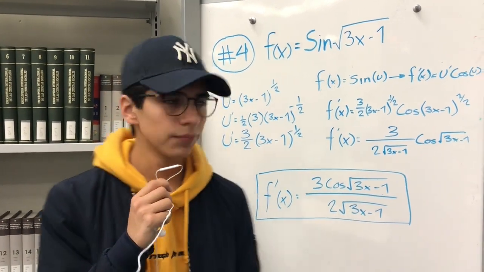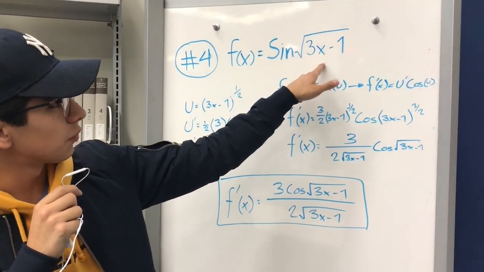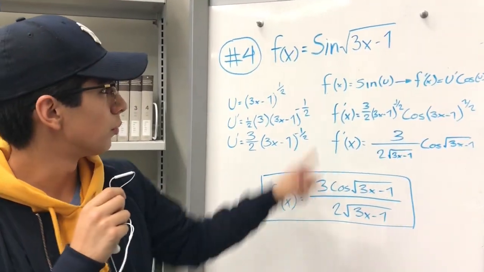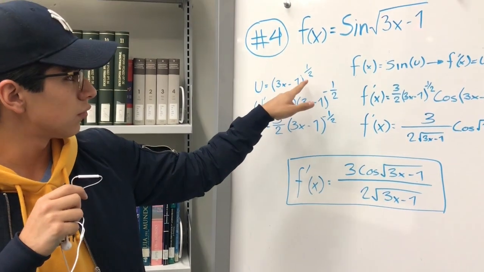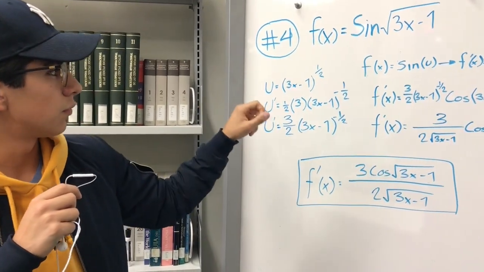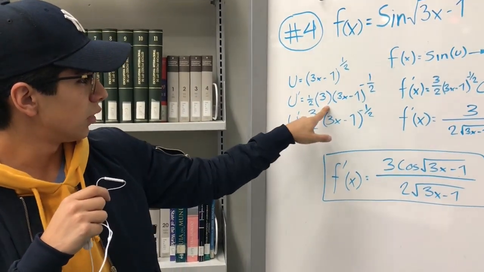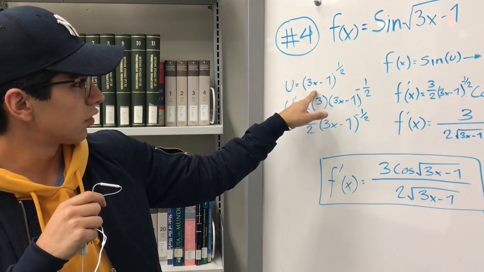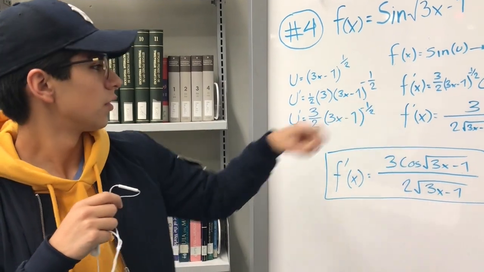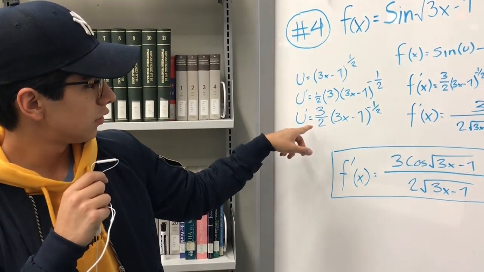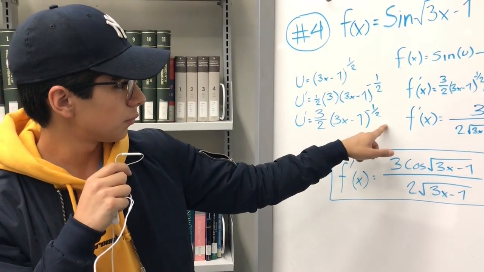Okay, this is problem number 4. We have f of x equals sin of the square root of 3x minus 1. Our first step is to convert the square root to an exponent, so we have u equal to 3x minus 1 to the exponent 1 half. Now we have to derive u with the chain rule. We have 1 half times 3, because 3 is the derivative of 3x minus 1, times 3x minus 1 to the negative 1 half. We multiply, and that gives us 3 over 2 times 3x minus 1 to the negative 1 half.